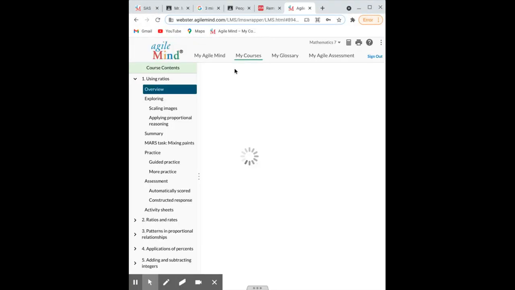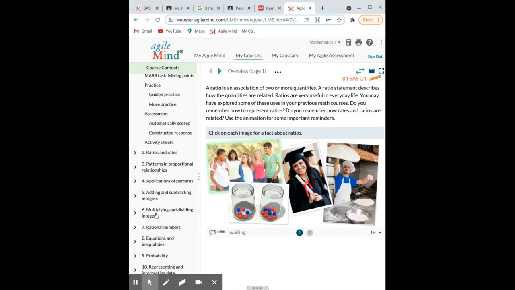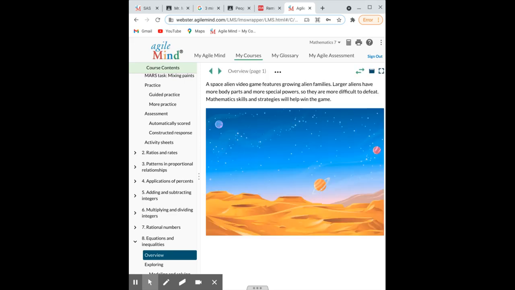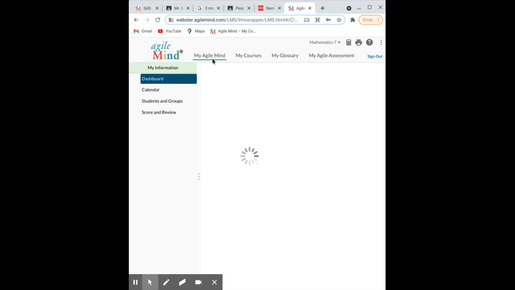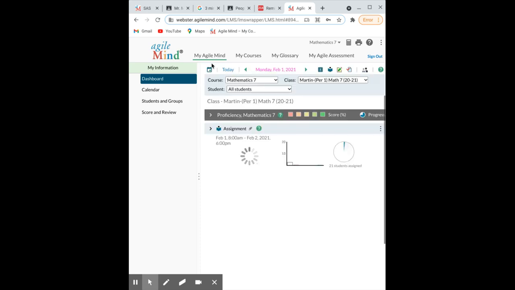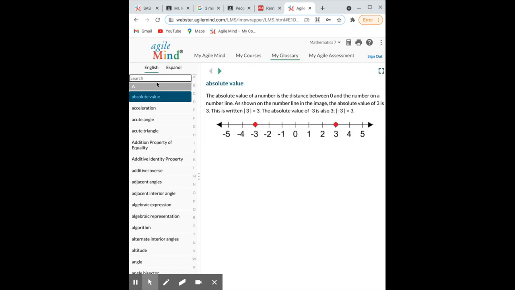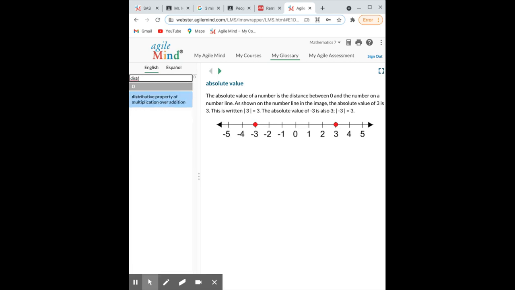So after watching that video, who in here can tell me what the distributive property is? What is the distributive property? Where you get the number outside of the parentheses and multiply by each number in the parentheses. Good. That's a great explanation or definition. So let's see what the actual definition says.